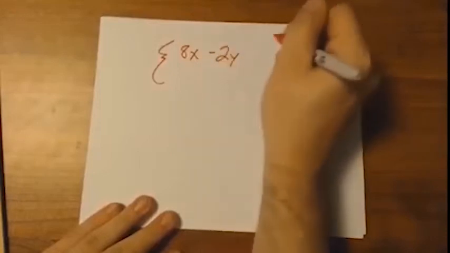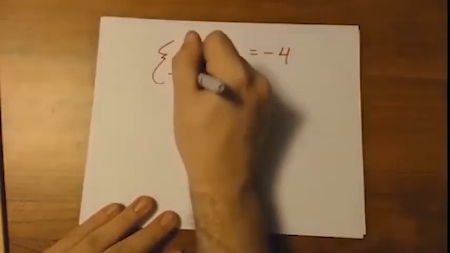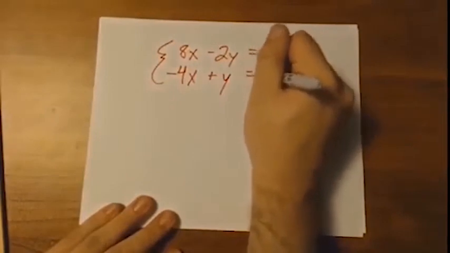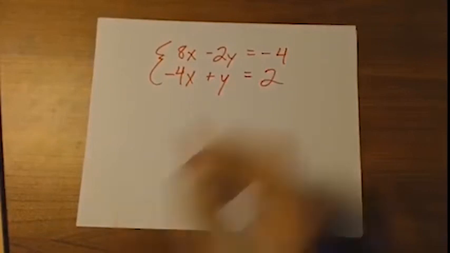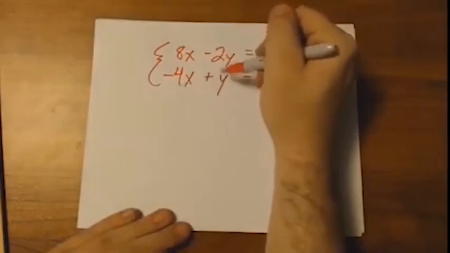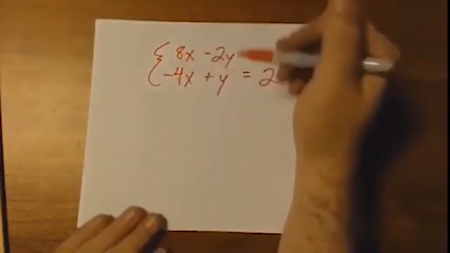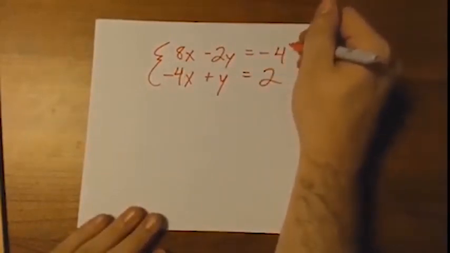8x minus 2y equals negative 4, and negative 4x plus y equals 2. Positive, negative, negative, positive. So the signs will already be different from one equation to the other. We don't have to worry about picking a positive number and a negative number.